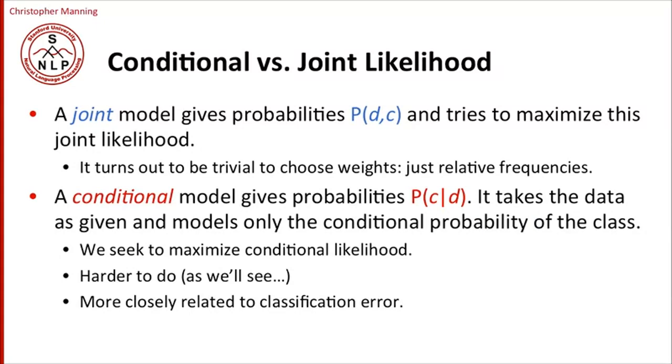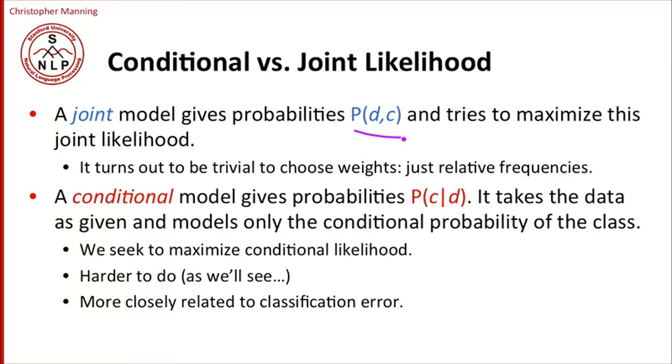So in generative models, we look at the joint probability over the data and the class, and what we try and do is attempt to maximize this joint likelihood. And as we've already seen, for categorical models, it's trivial to optimize the joint likelihood. All we do is take the relative frequencies of different events. That is, we count how often different things occur, and then we divide by a normalizing denominator, and we're done. So that's very practical for estimation.